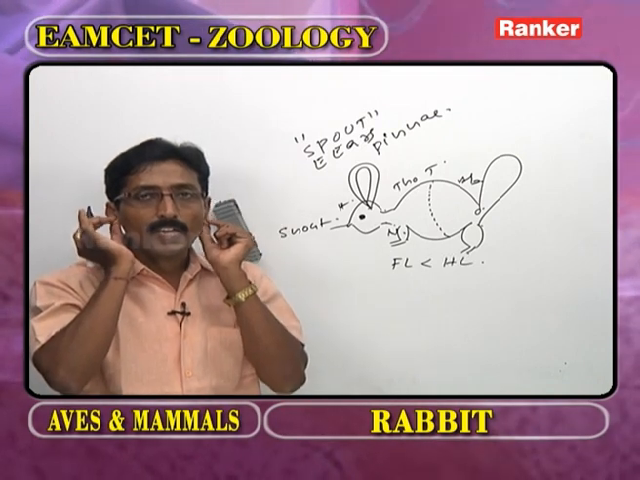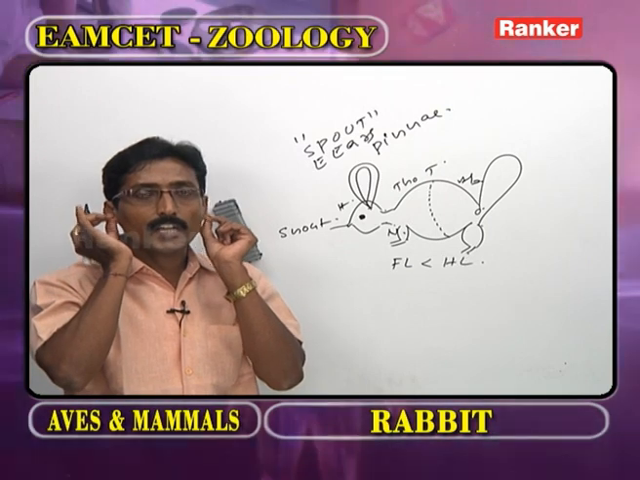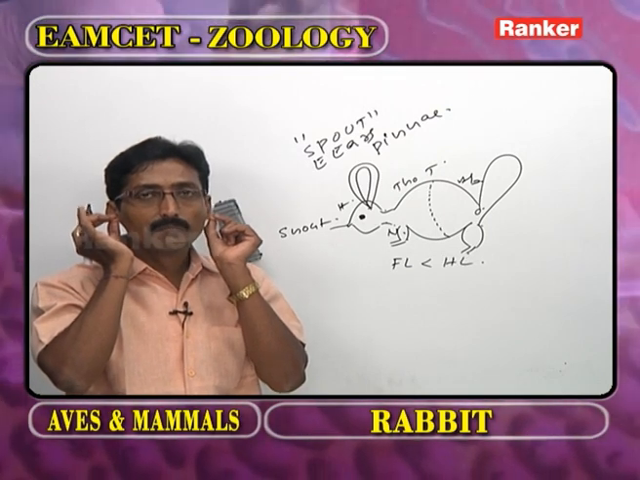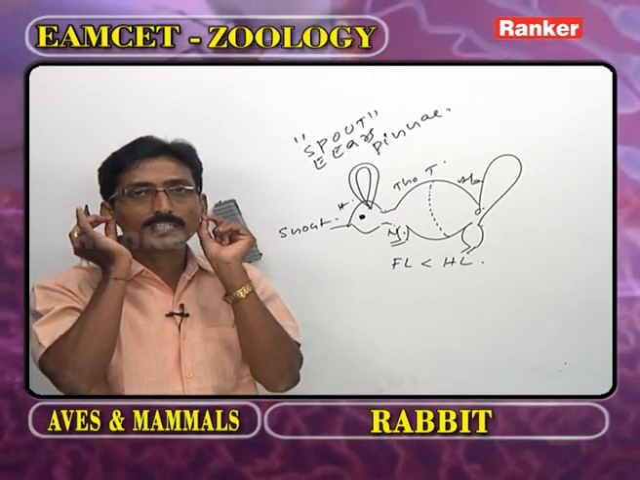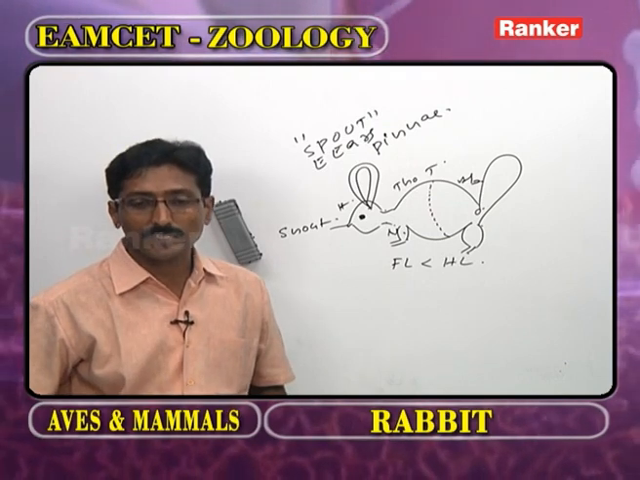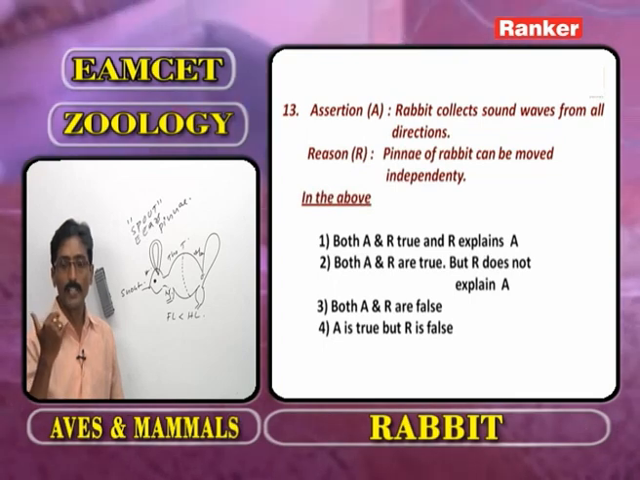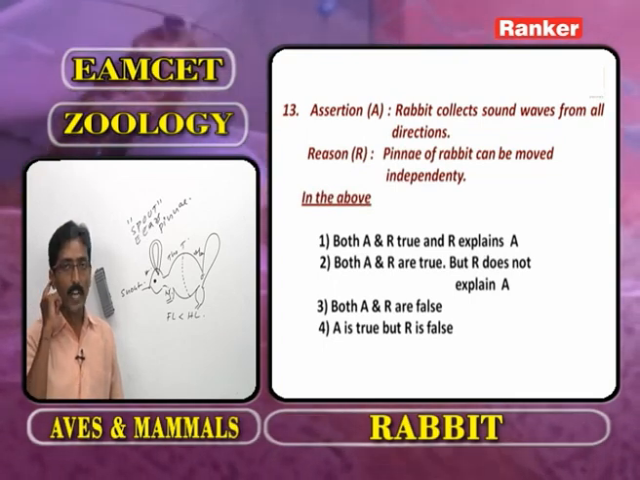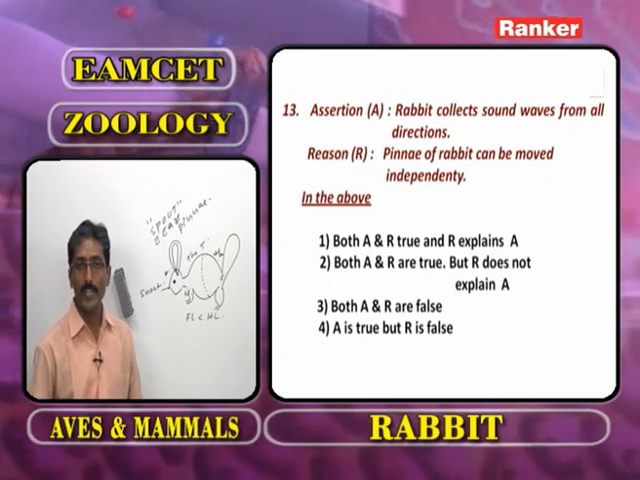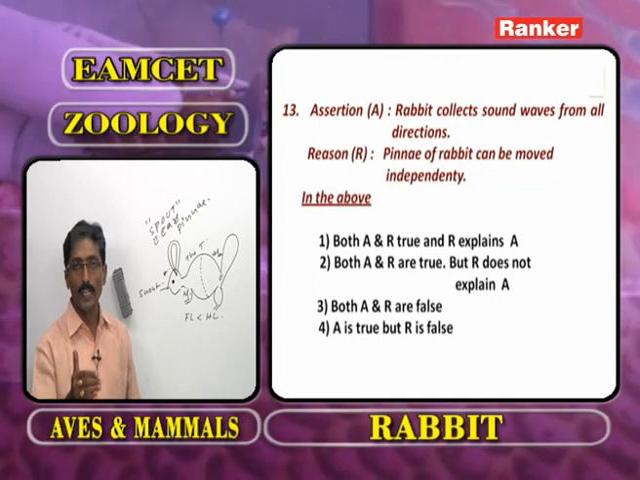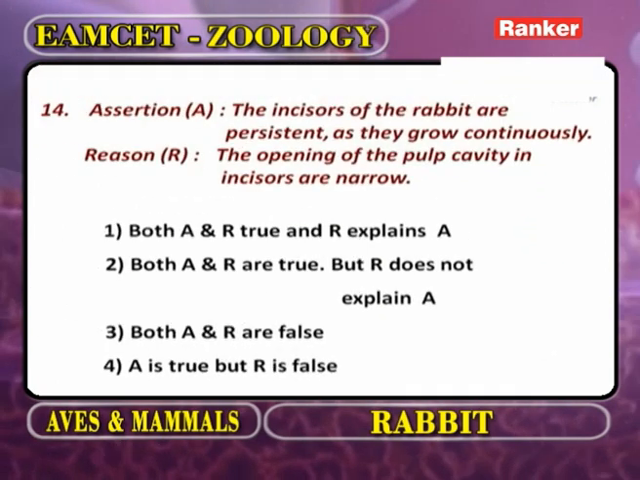But in our body, as we observe the external ears, they are small in size. We are unable to move our external ears, because in our body, in the external ears, the muscles are vestigial. Now, based on this information, rabbit collects the sound waves from all the directions, because the pinnae or external ears of rabbit can be moved independently. So, both are correct or explains A. Now, we go for the next question.